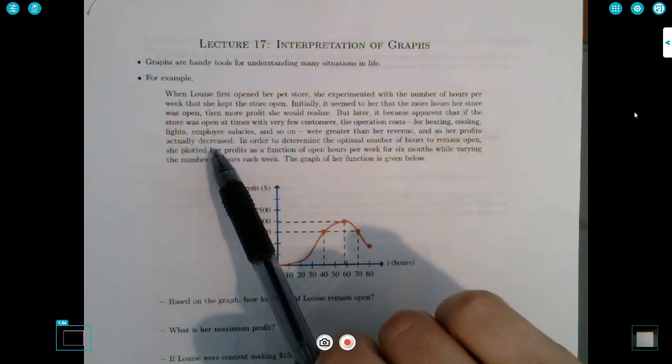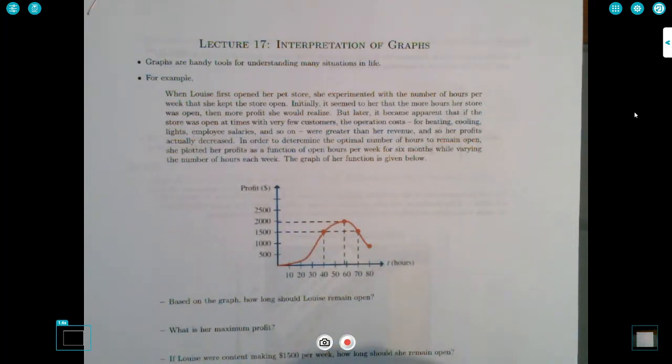So her profits actually decreased if she remained open for too long. Like if you're open at 2 a.m., you probably don't have very many customers, right? And so it's probably a bad idea. You're probably going to start to lose some of your profits.